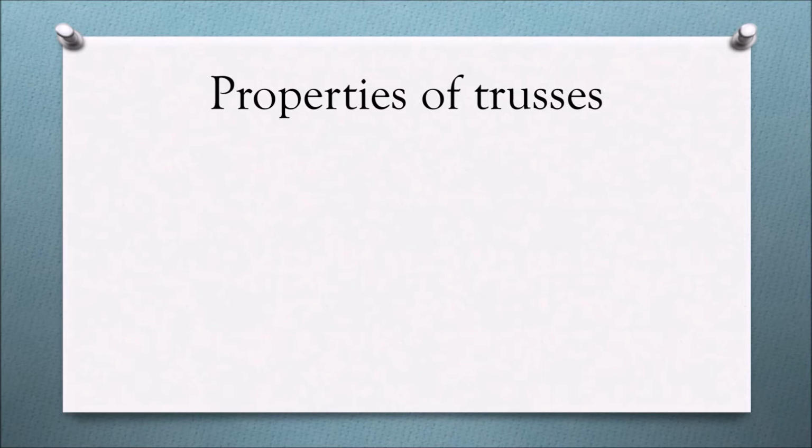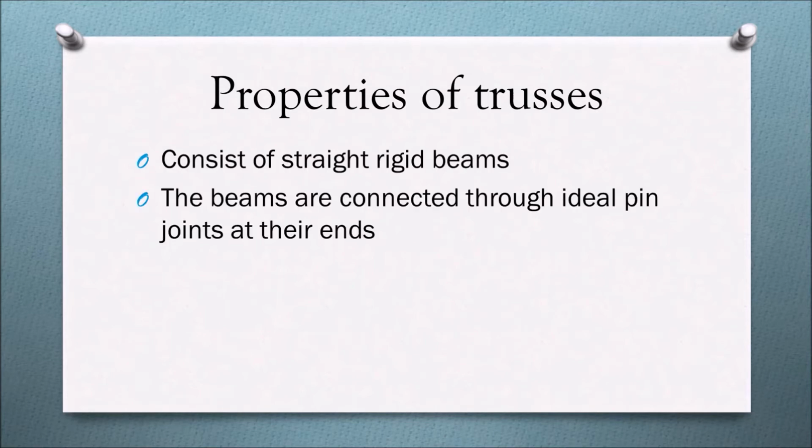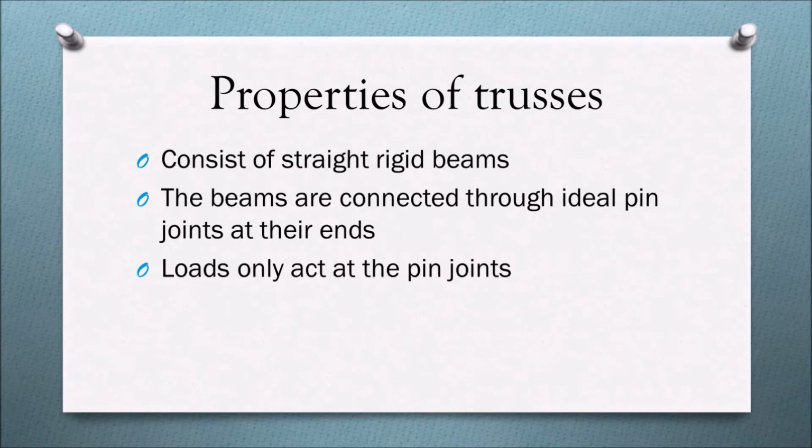Considering the geometry, you should know two properties. Firstly, trusses consist of straight rigid beams. Secondly, these beams are connected through ideal pin joints at their ends. Considering the loads, you should know that they only act at the pin joints. Therefore, all kinds of distributed forces are neglected, for example, gravity is neglected.